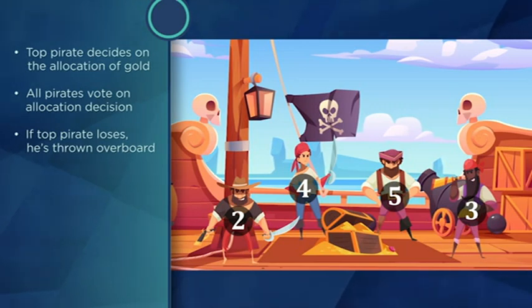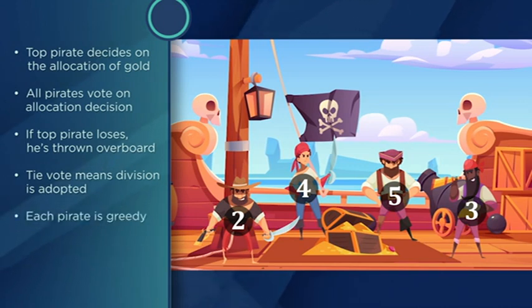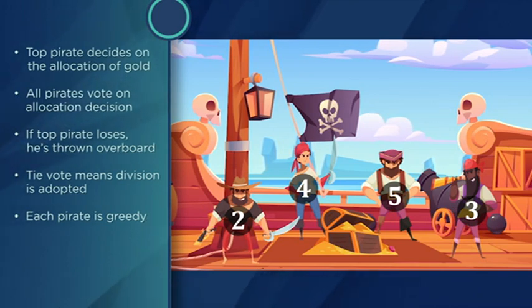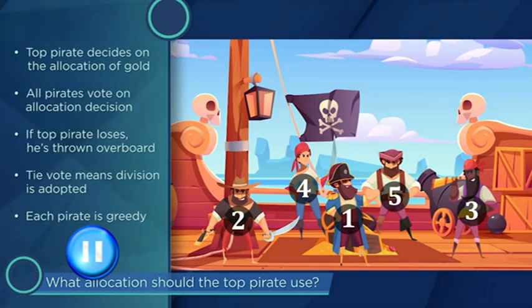Now, we'll stipulate that if there's an even number of pirates, then a tie vote means that the division is adopted. We'll also stipulate that the only thing each pirate cares about is getting as much gold as he possibly can while killing as few of his superiors as possible. Given all of that, the problem is to determine the allocation the top pirate should use. If you like a good challenge, then have a stab at this one. So, how would you divide the gold?